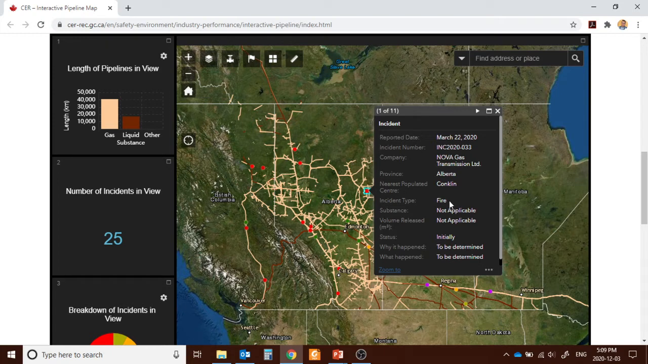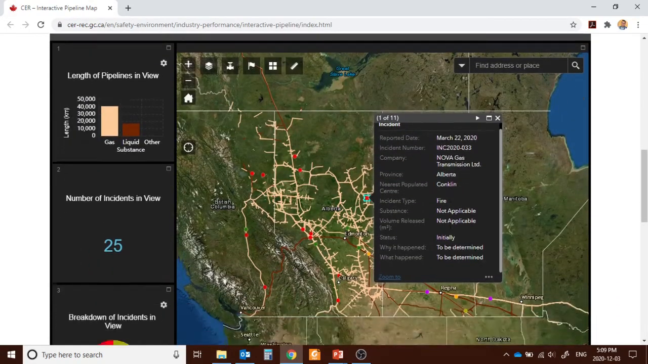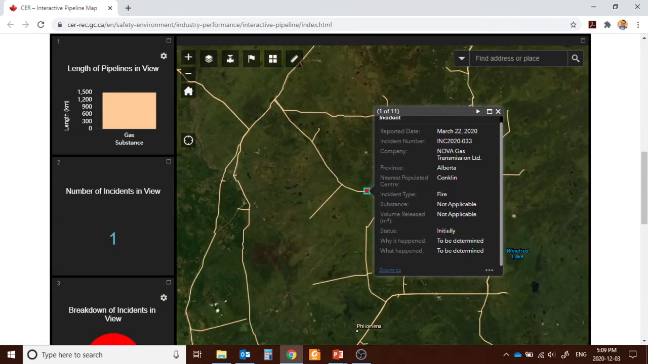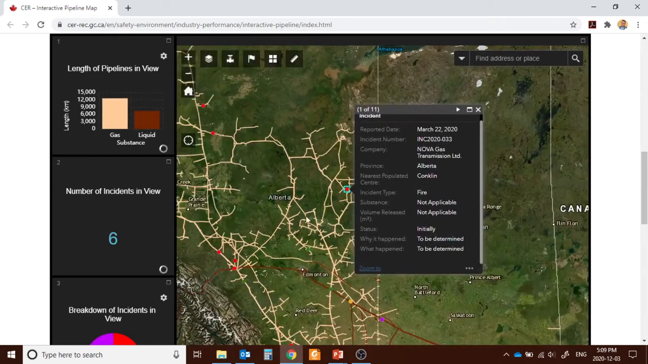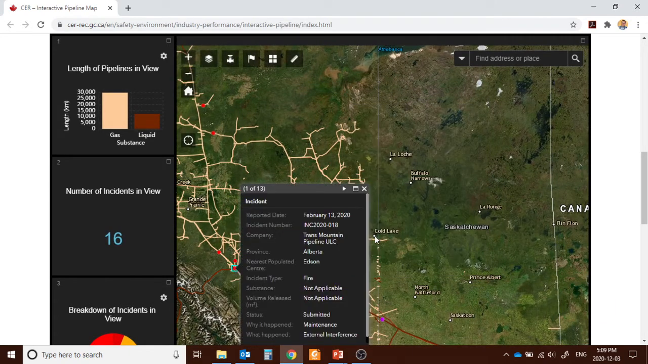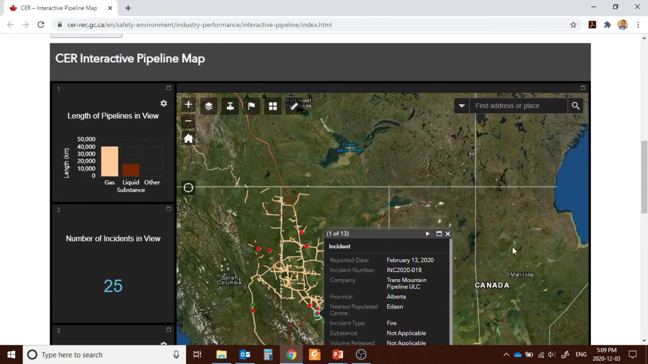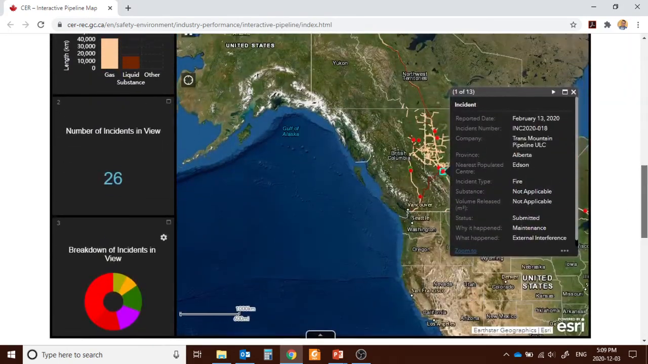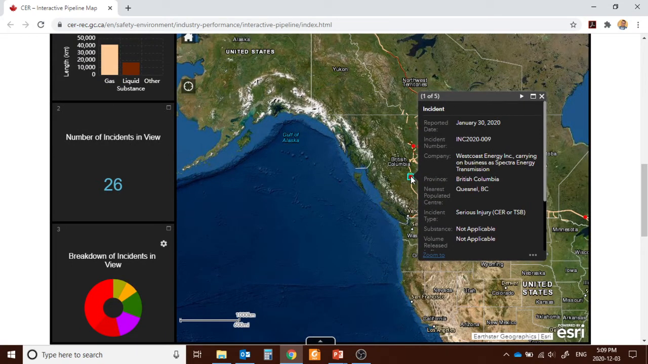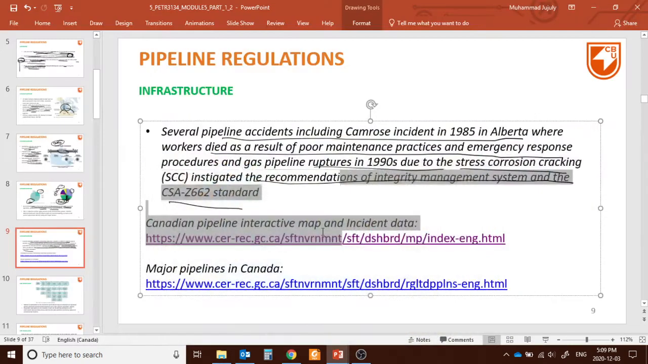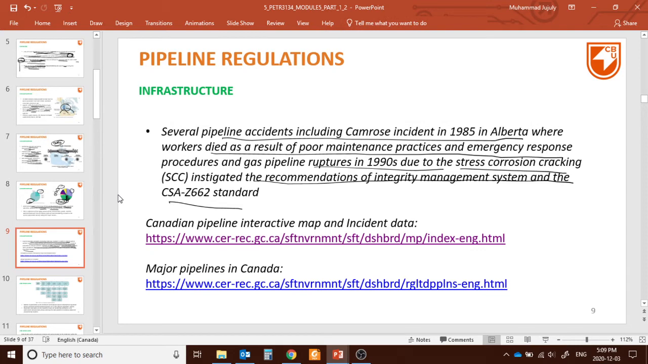For instance, here if you click, you'll find Nova Gas Transmission pipeline, incident type fire. So you can get the information. And if you click more, then you can get more data on this incident. For instance, this one, if you click in here, this is a Trans Mountain pipeline, and here also the incident was a fire. So any type of incident will be noted in this website. It's a pretty cool website to see the visual data, the visual graphics.